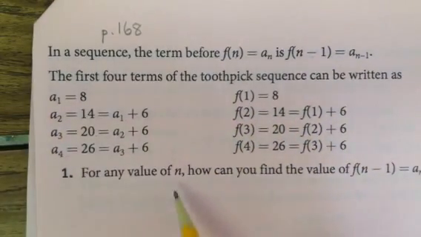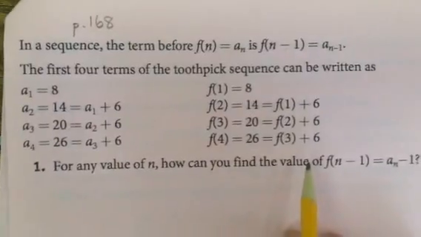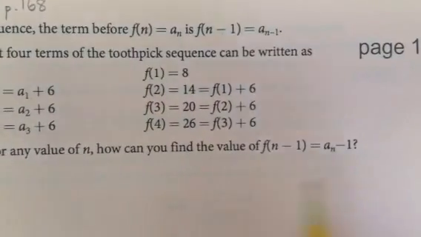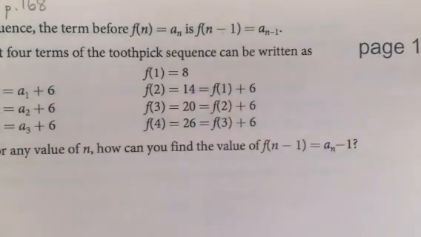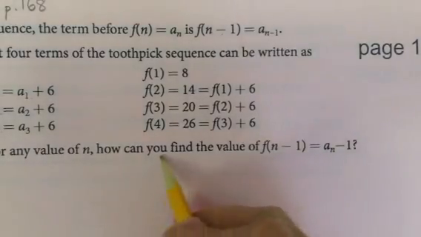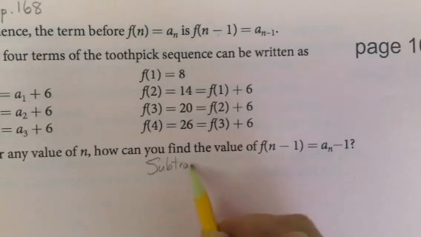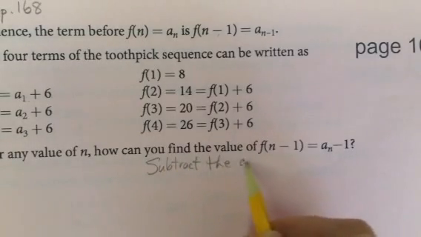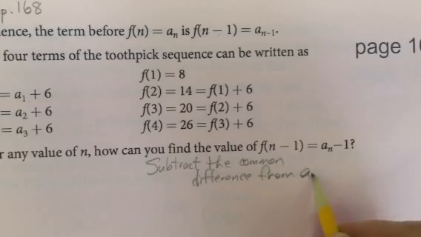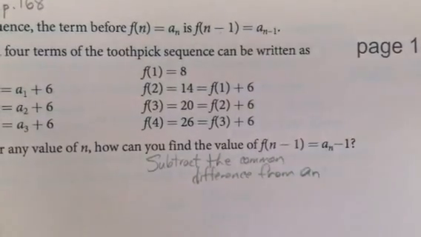For any value of n, how can you find the value of f of the quantity n minus 1, equals all that stuff you see right there. What are we going to do? Well, all we're going to do is subtract the common difference from whatever term you're looking for, a sub n.